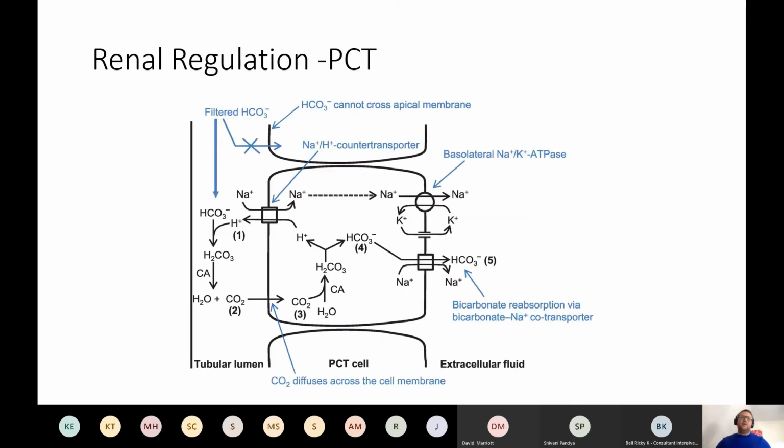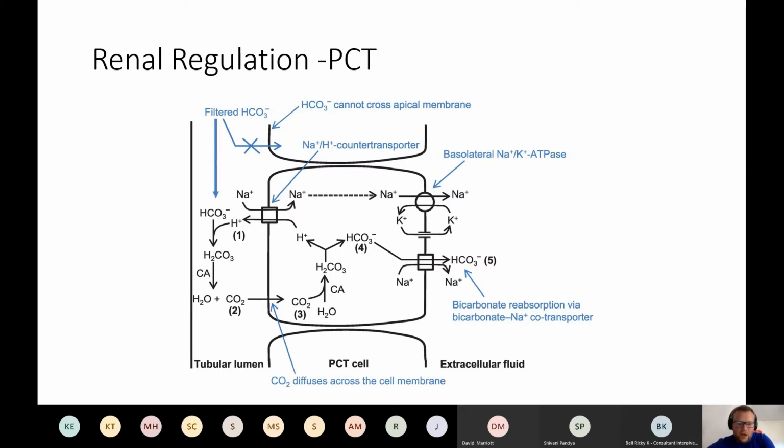So I'm just going to talk about the renal regulation of bicarbonate in the proximal convoluted tubule. As I said, the bicarbonate is freely filtered through the glomerulus and ends up in the tubular lumen. So then you have the bicarbonate and the carbonic acid. Those can't cross the apical membrane at all, because they're not very lipid soluble.